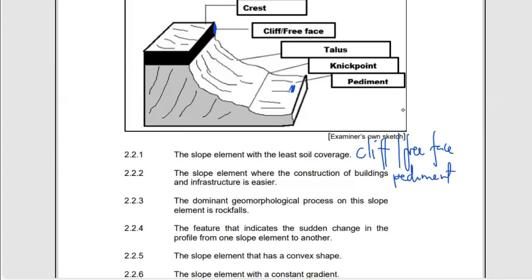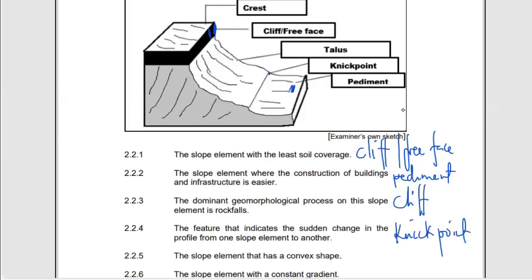Right, then the next question is saying the dominant geomorphological process on this element is rockfall. The rocks, they fall here where it's vertical. It happens on the cliff or the free face. The feature that indicates the sudden change in the profile from one element to another, that is a nick point here. The slope angle is changing. So that is a nick point.